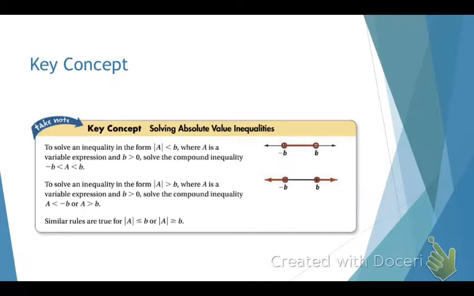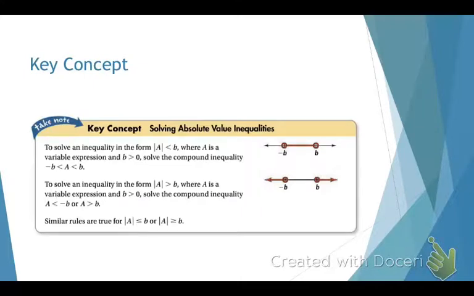So, when we transition this thinking then into inequalities, to solve an inequality where the absolute value of a is less than b, we are going to take the inequality and create a compound inequality: negative b is less than a is less than positive b. So when we have the absolute value is less than, we're going to create a compound inequality.